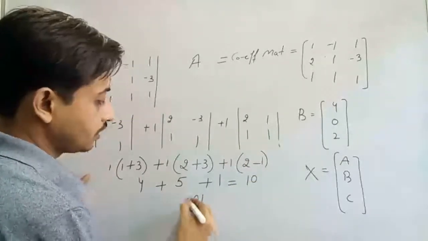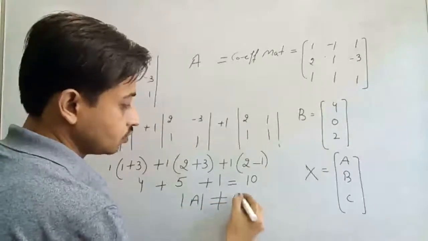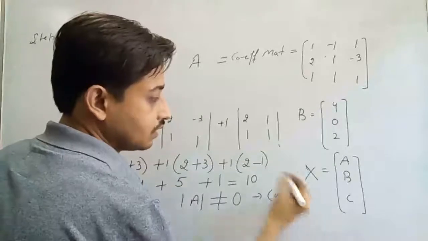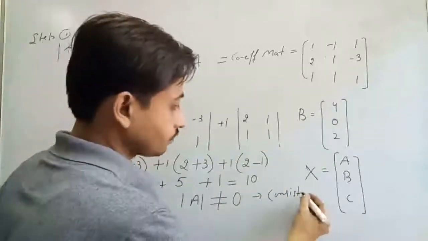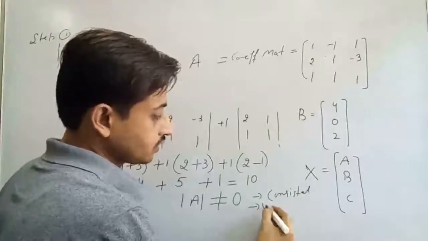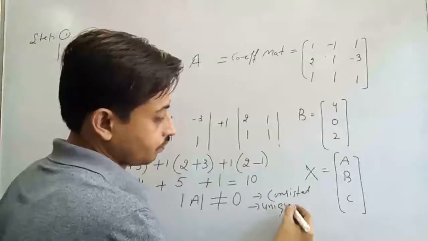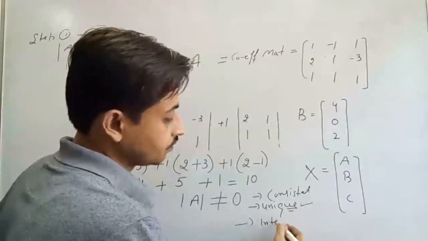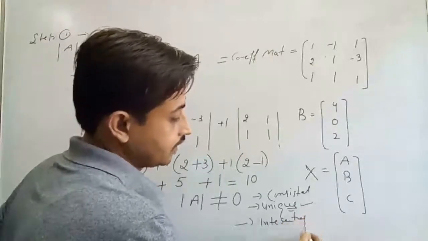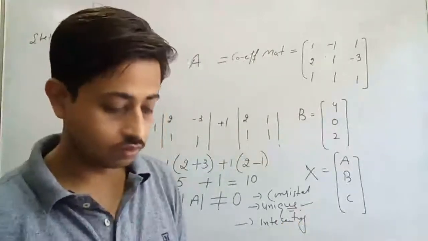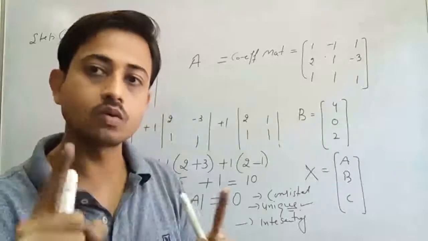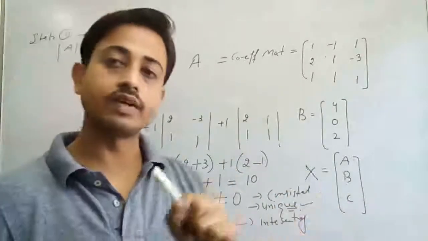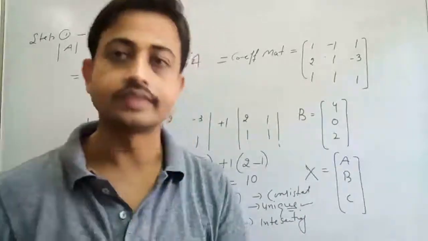So the determinant is not equal to 0. So the system is consistent, the solution is unique, and the lines are intersecting. These points we have to note. So we get particular values of x, y and z. Please make a note. Then we have to find its adjoint.